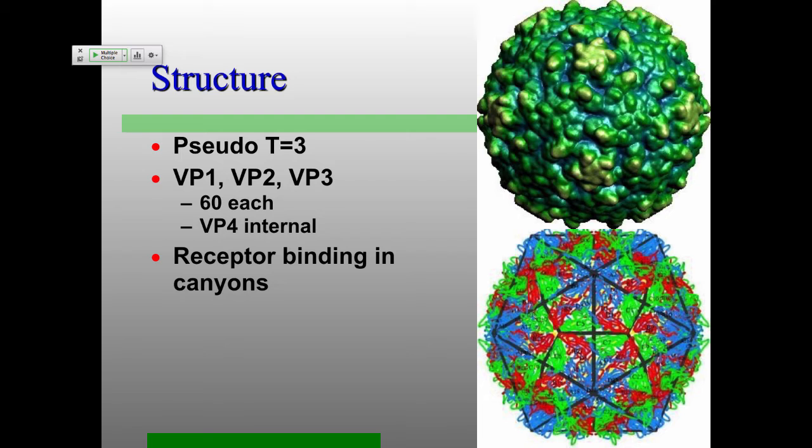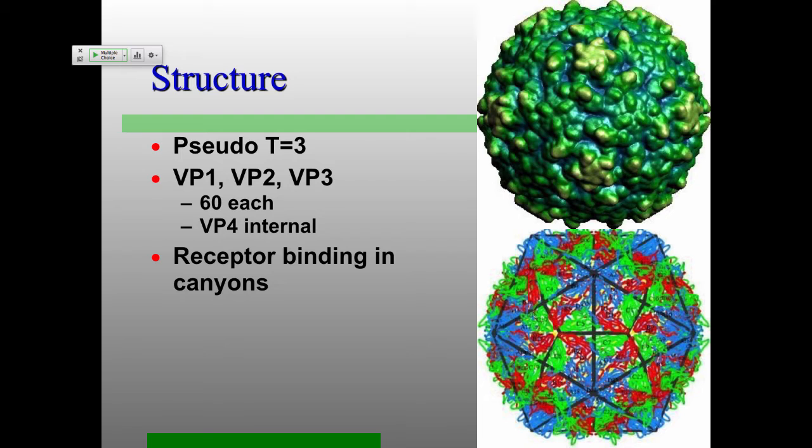So the T3 proteins are, again, incredibly creatively named VP1, 2, and 3. And there are 60 of each of them. So as usual with a T equals 3 structure, you're going to have 180 in the actual capsid.